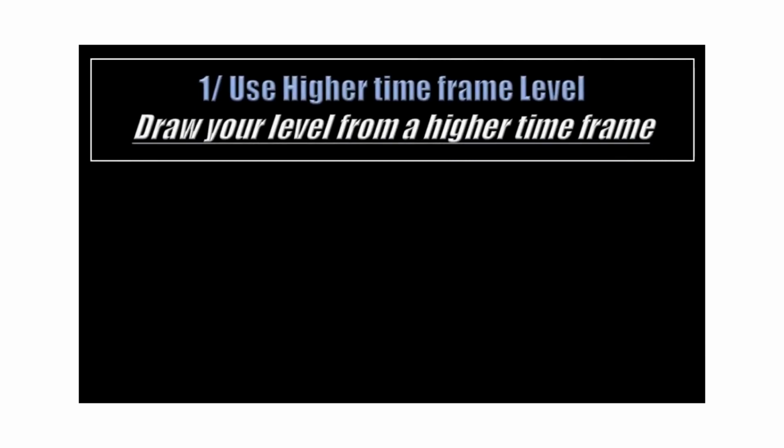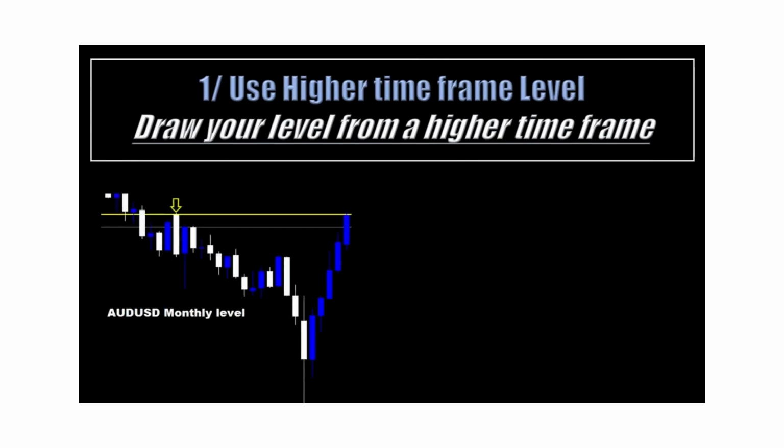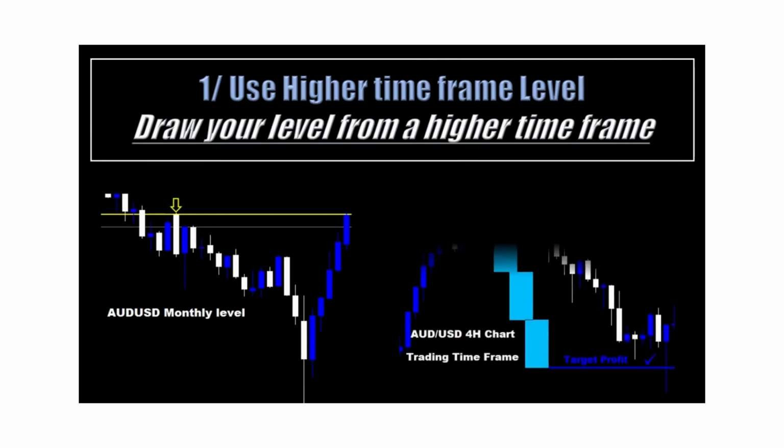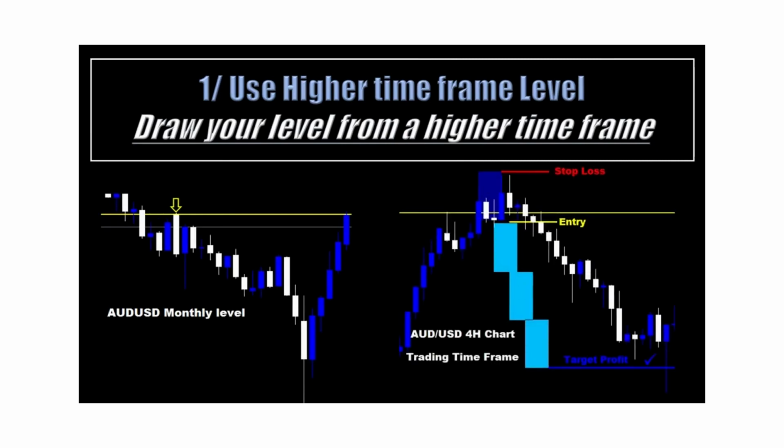First, use a higher time frame level. Draw your level from a higher time frame. In this example, we take a level from the monthly chart and then we trade it on the 4-hour chart. It permits us to get 3 times our risk on this specific trade.